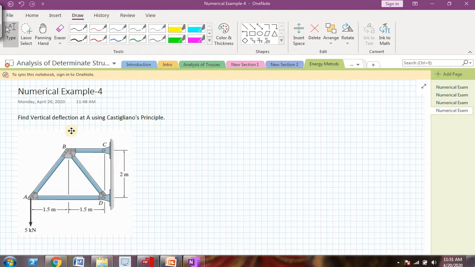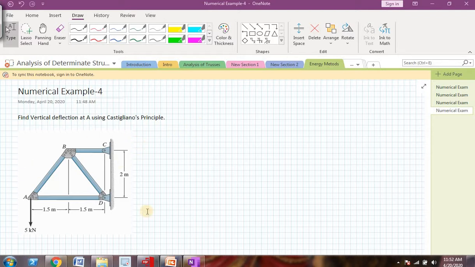Now the steps are very simple. I have to take this truss without this external load, but instead of this external load, at the same point in the same direction, I'll put a load, say P, or I can say F. I will put it at the same point in the same direction, and I will solve the forces in each and every member of the truss using method of joints.